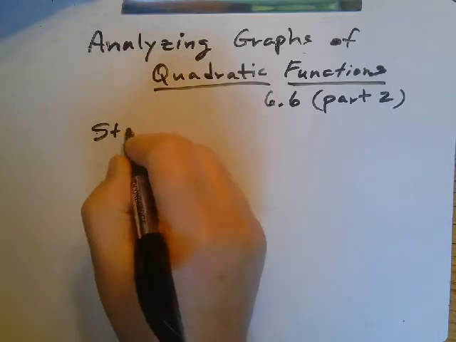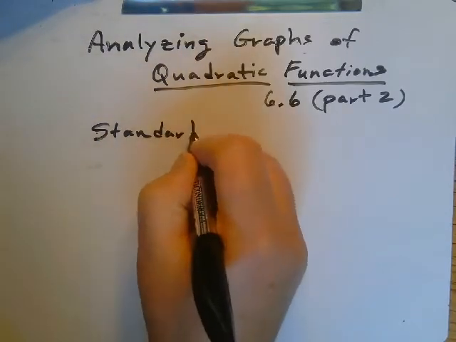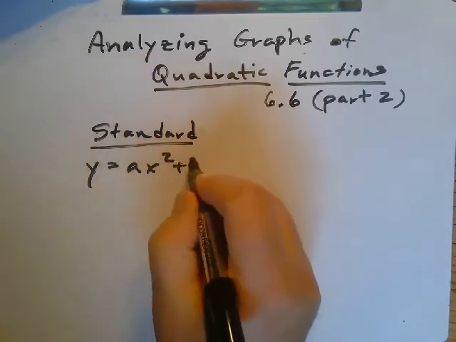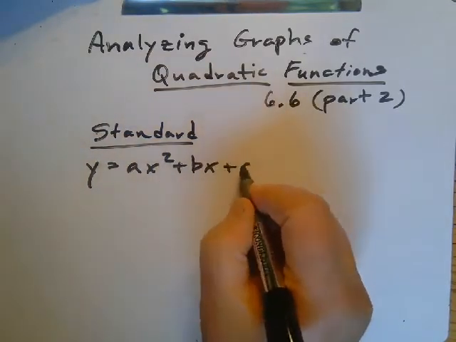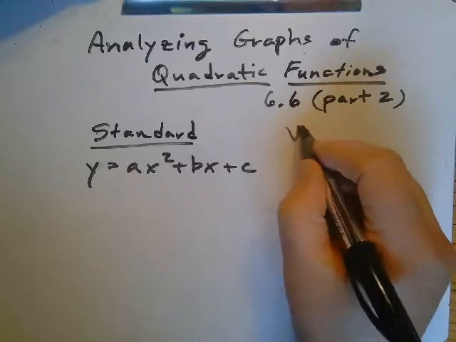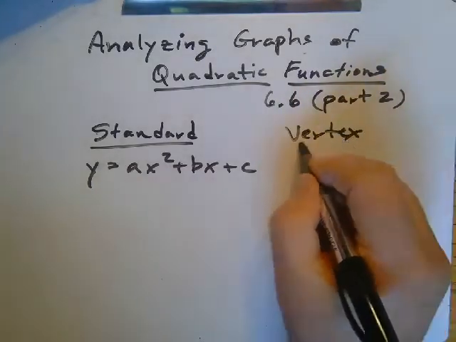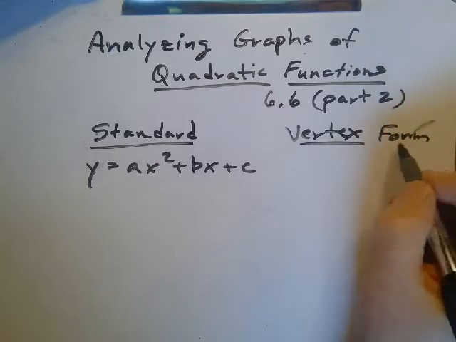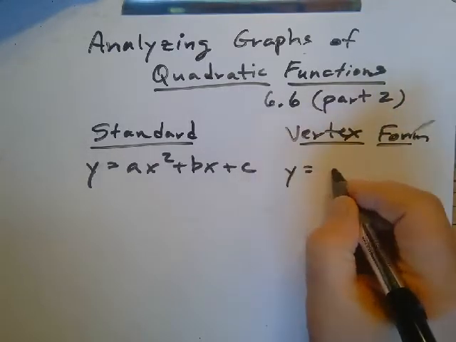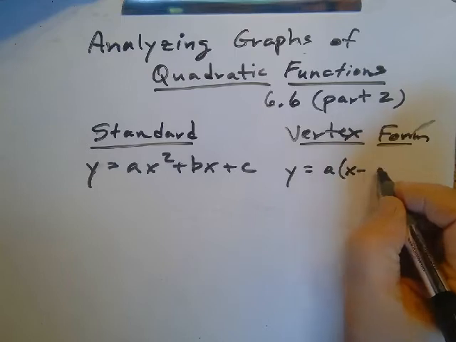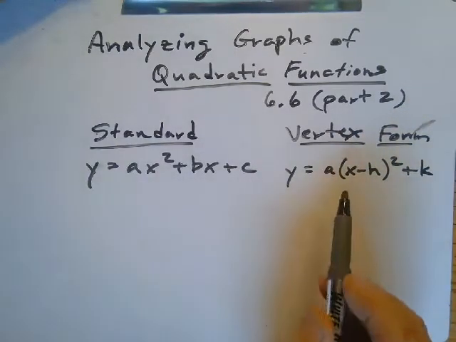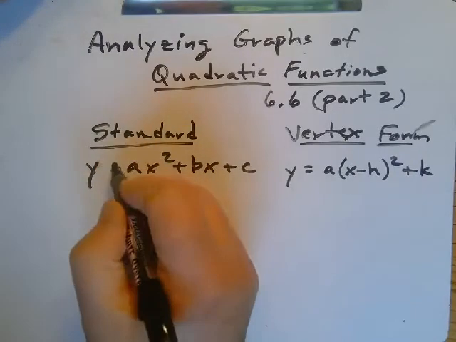Standard form is y equals ax squared plus bx plus c, standard form of a quadratic. And vertex form is that form y equals a(x minus h) squared plus k. Now let's just compare again what's what, okay?